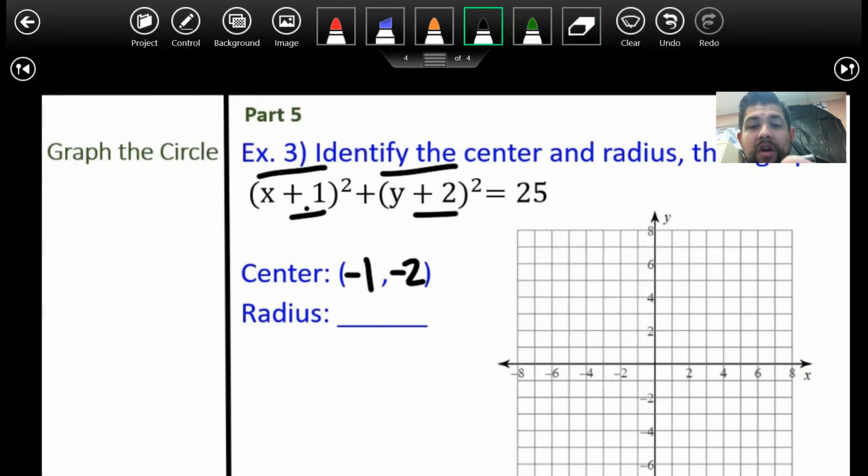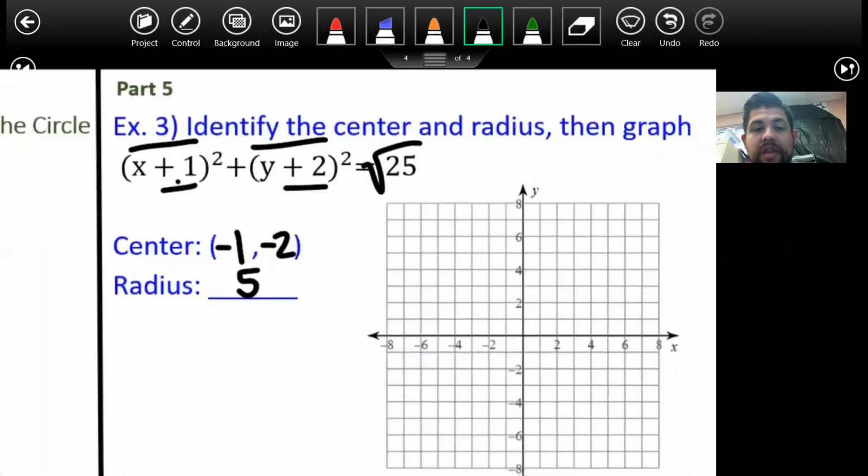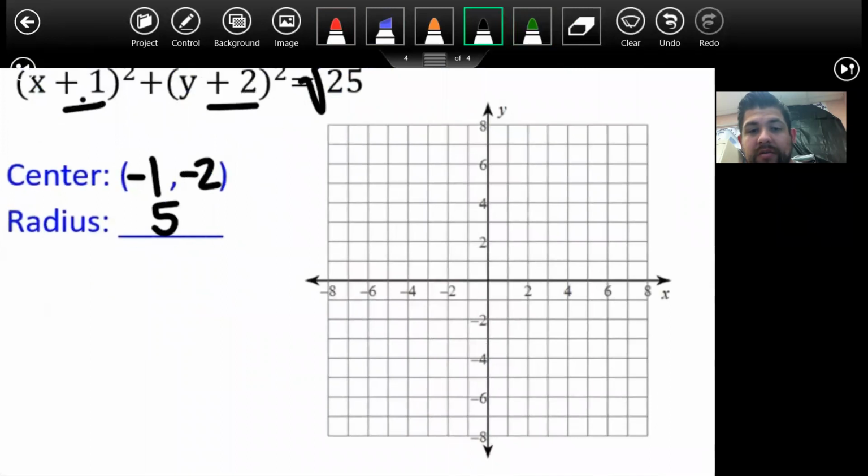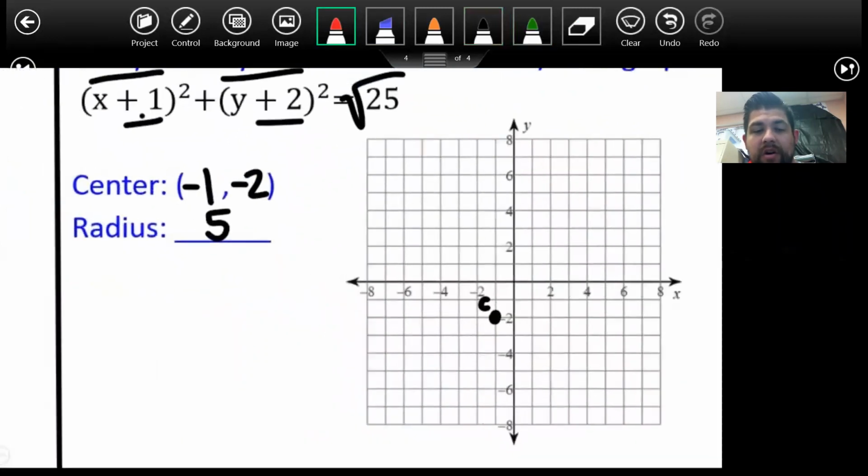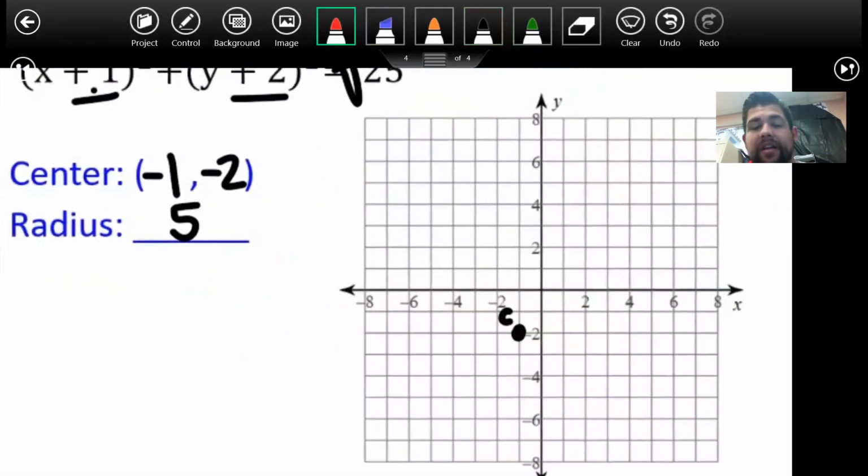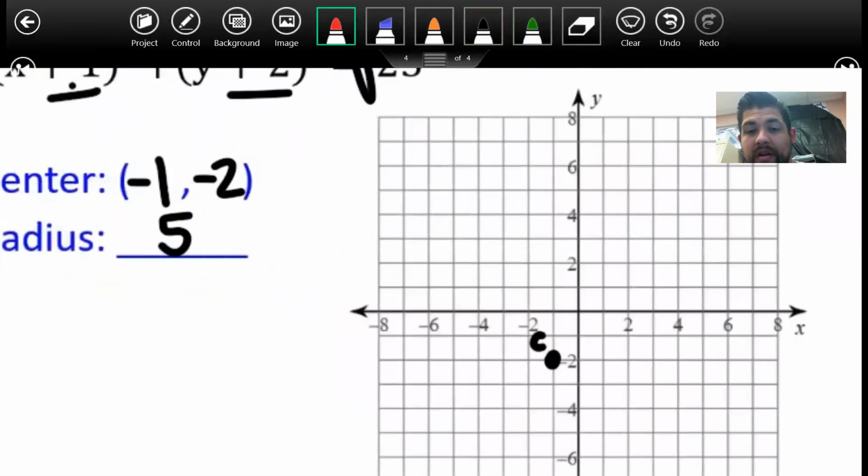To find the radius, all we got to do is take the square root of the r squared. Square root of 25 is 5. So to graph these, we want to plot the center. So let's go ahead and do that. From here, we're going to go ahead and graph the radius of this. So we're going to go up 5. 1, 2, 3, 4, 5.